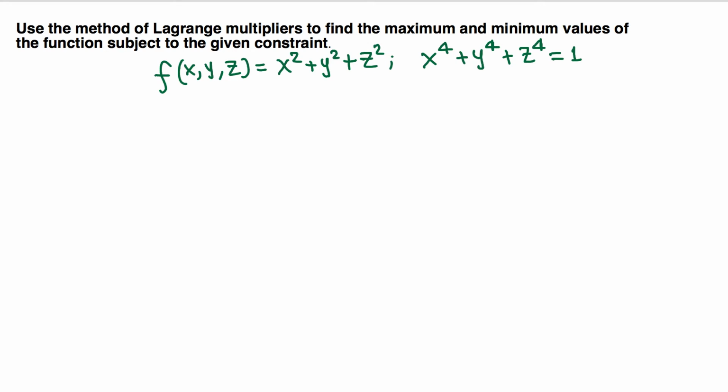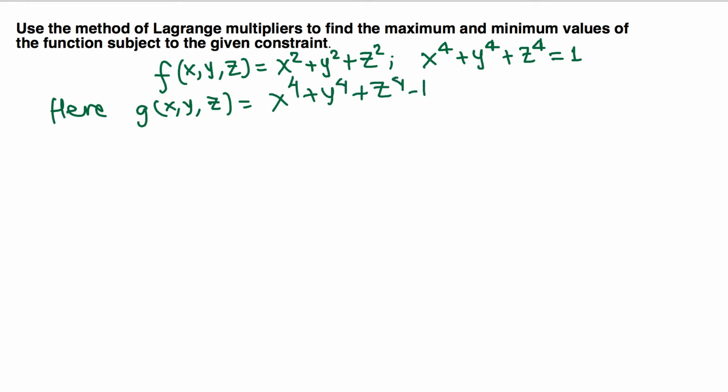Use the method of Lagrange multipliers to find the maximum and minimum values of this function with this given constraint. So here we have f, and from this constraint we find g. So here g as a function of x, y, z. Just make the right hand side 0, bring 1 to the left side, so x to the fourth plus y to the fourth plus z to the fourth minus 1.